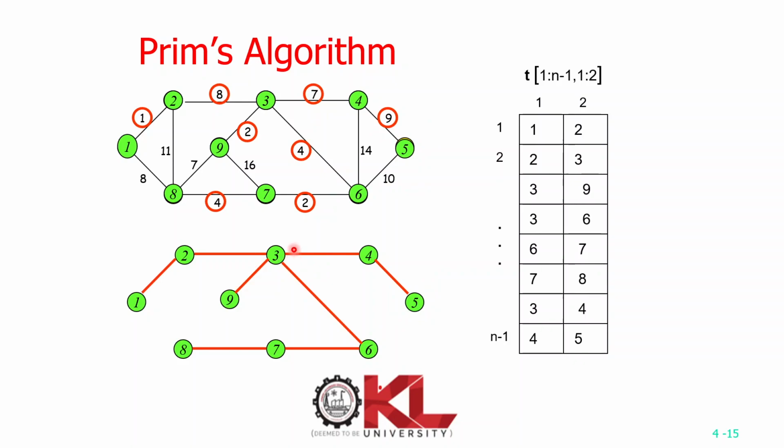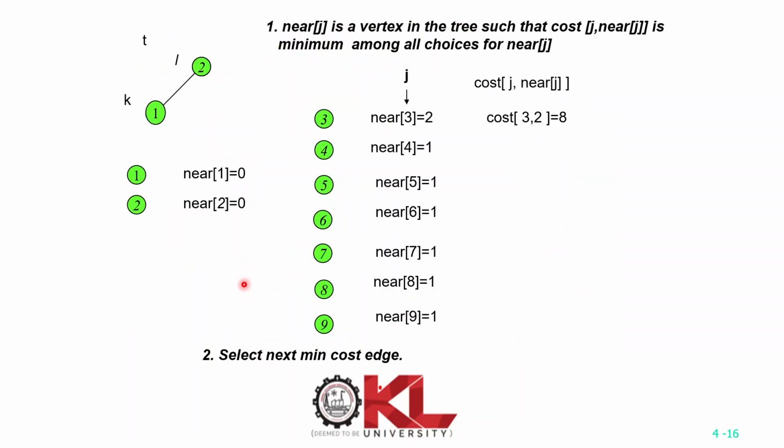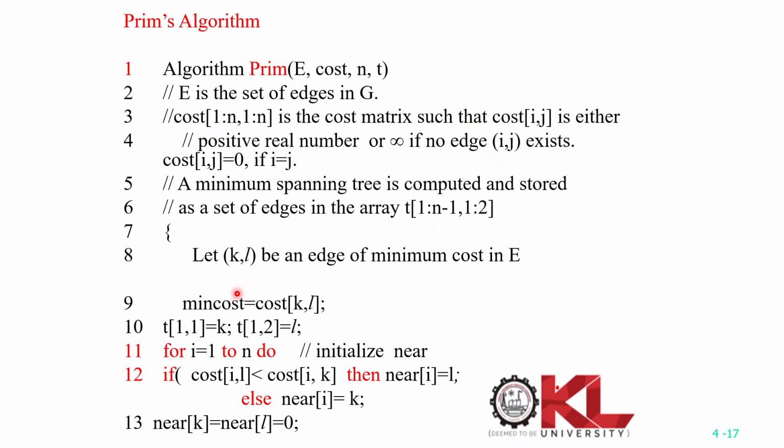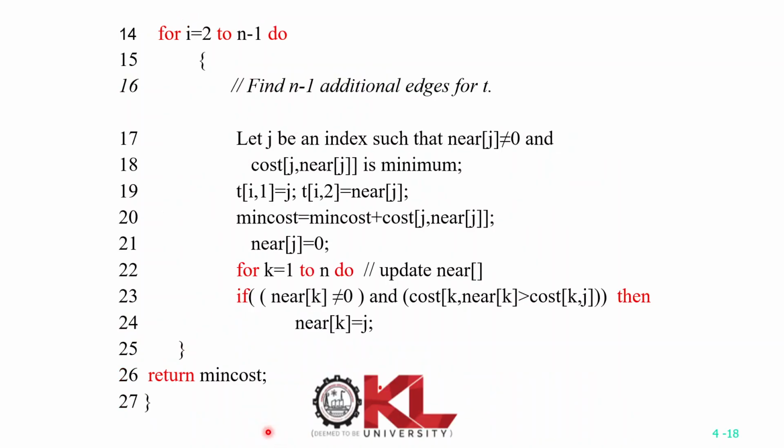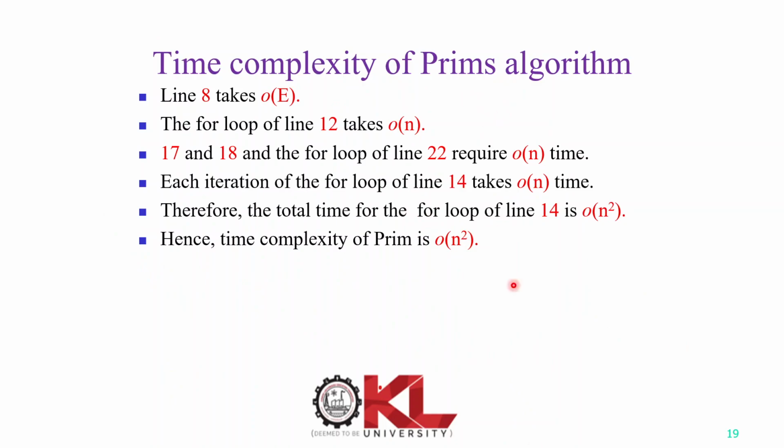Finally, with Prim's algorithm we start from the minimum most value and continue. We can arrange them in any way, but we need to connect all the vertices with a minimum cost. And we can see this algorithm: if the cost of i comma l is less than i comma k, then near i is equal to l, else near i is equal to k. We can remove it, or either we can use it. So the minimum cost matters. If the cost is minimum, then we add that, else we remove that particular thing. The time complexity is mentioned for different cases.